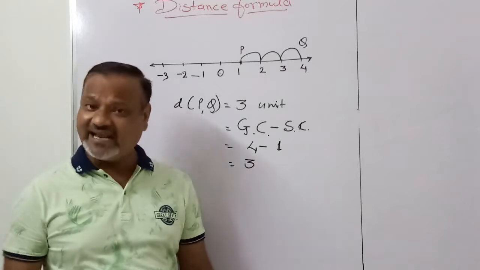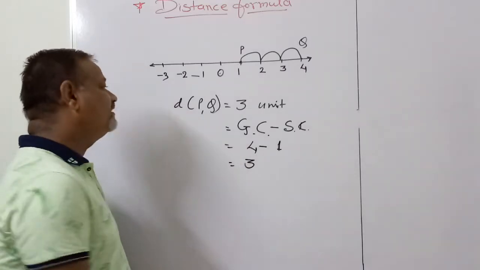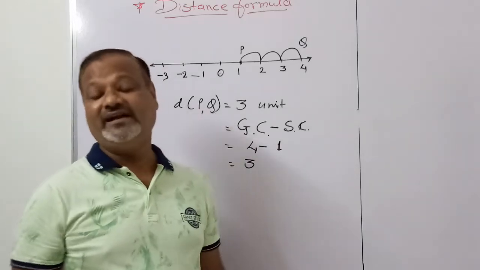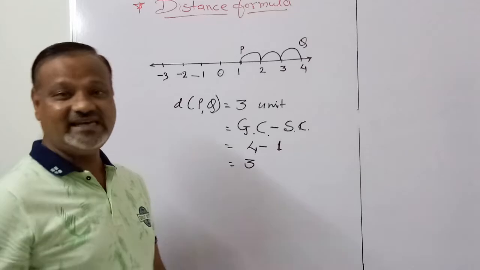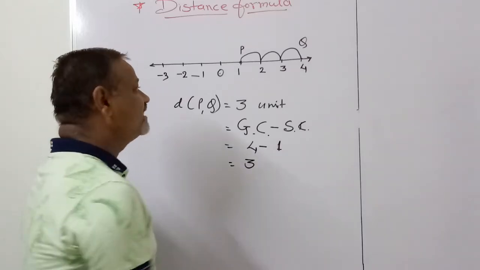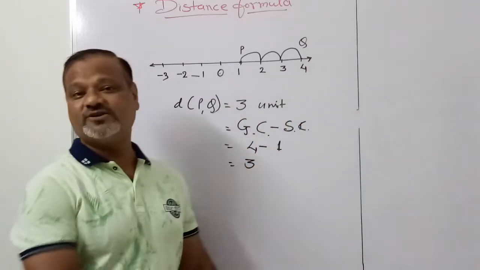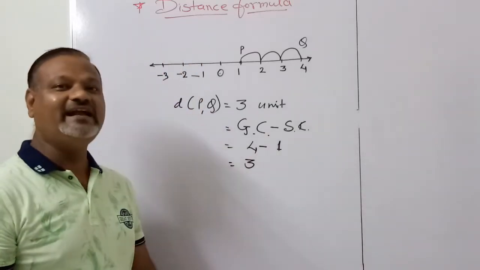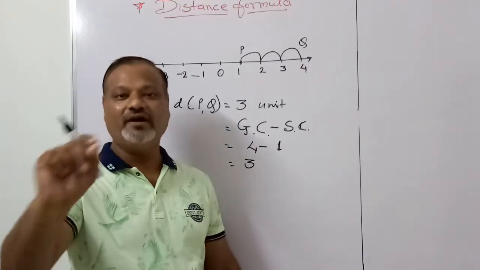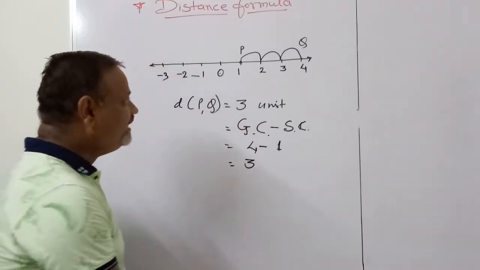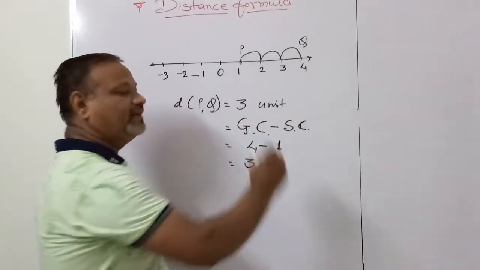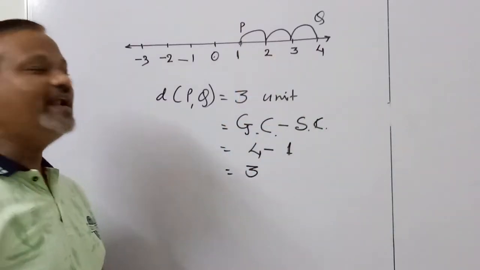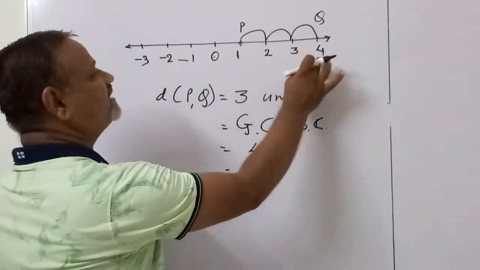So by using the direct formula, we can find the distance between the 2 points, but the condition is that both the points lie on either the x-axis or y-axis, because only if the point lies on the number line, it has only one coordinate, and that coordinate is nothing but the corresponding value of that point on the line. Now here P has the coordinate 1, Q has the coordinate 4, so naturally 4 is greater than 1.